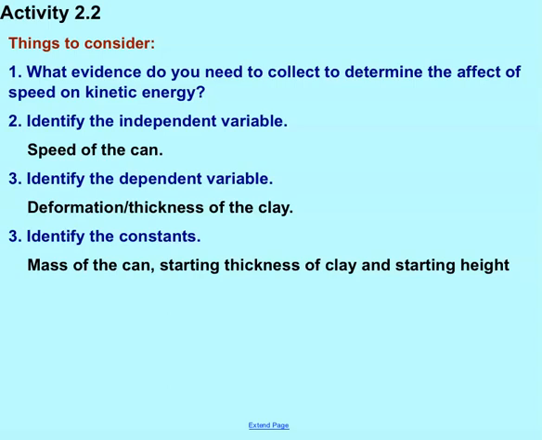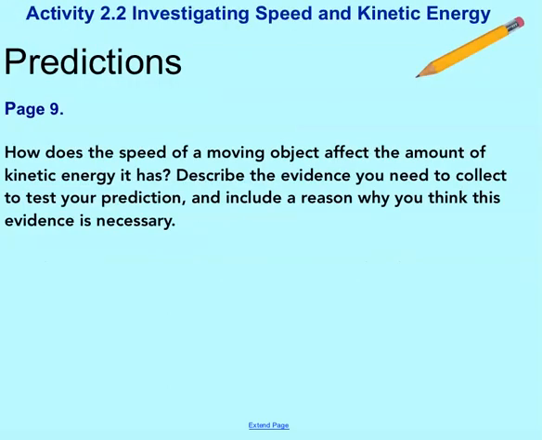So what do I need from you? The first thing I need you to do is go to page 9. Again, the pages may vary depending on what year you're doing this lab alternative. But go to page 9 and you should see predictions. Go ahead, read this over, and then pause the video to make a prediction. How does the speed of a moving object affect the amount of kinetic energy it has? Then, in a sentence, describe the evidence you need to collect to test your prediction and include a reason why you think this evidence is necessary.